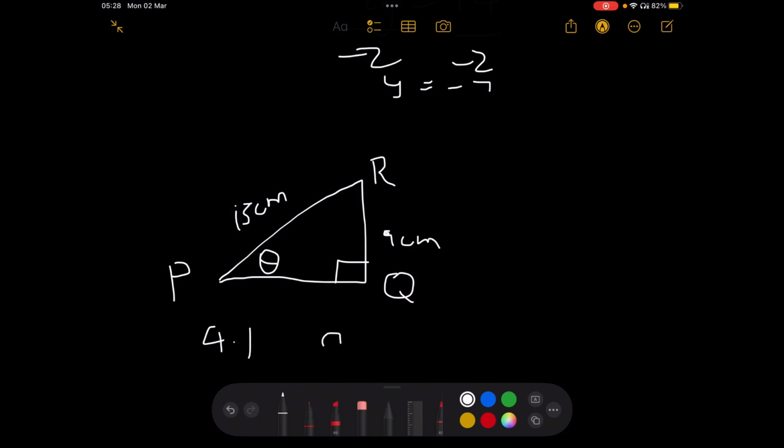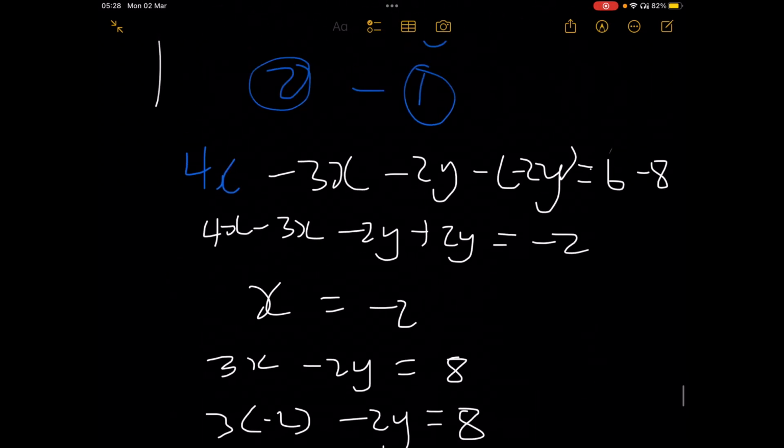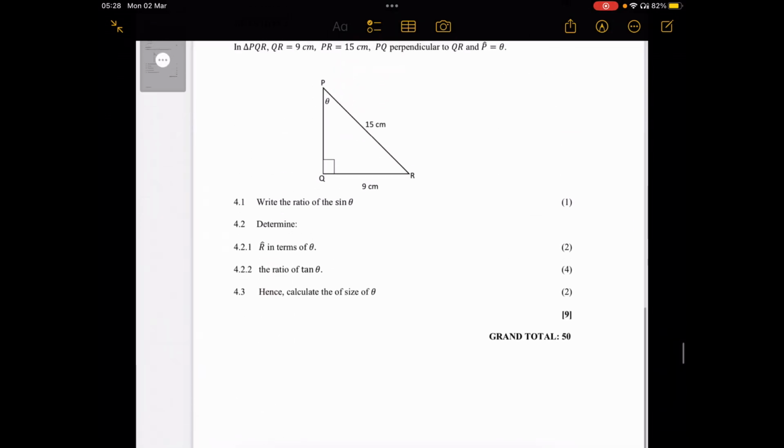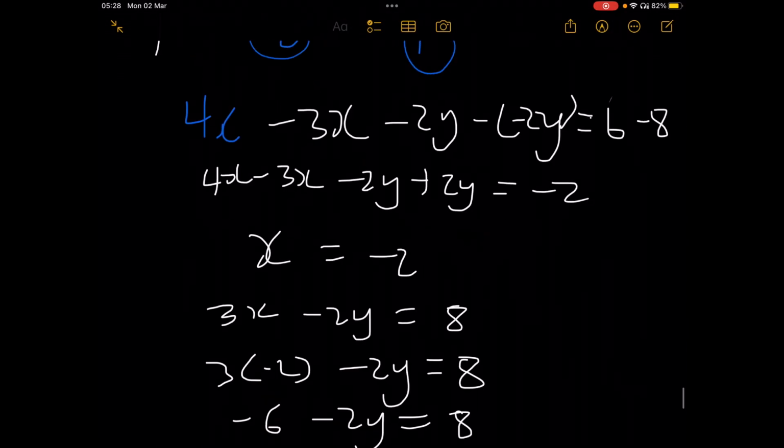4.1. They are looking for sine theta, where the trig ratio is opposite over hypotenuse. But opposite side is 9 over, is it a 12 or is it a 15? 9 over 15. Okay, 9 over 15.